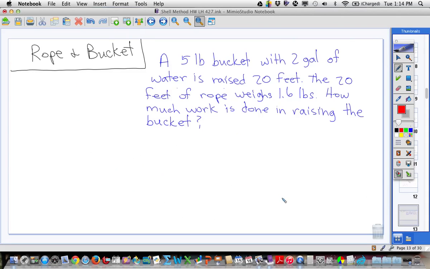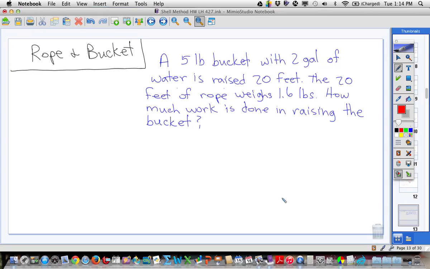Here's the next problem. Here's the other type we're going to do. The rope and bucket. The rope and bucket problem. So we've got a well that's 20 foot deep. We've got a bucket filled with 2 gallons of water. And the 20 feet of rope weighs 1.6 pounds. How much work is done in raising the bucket?